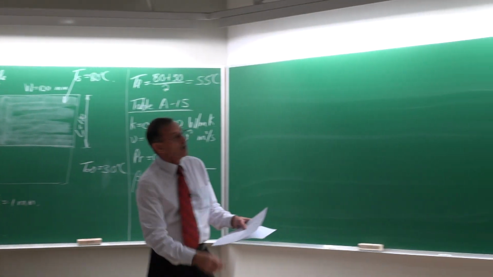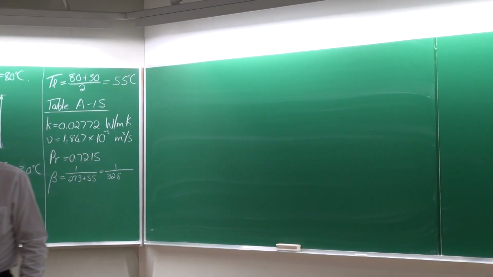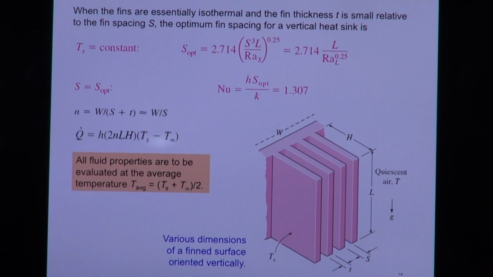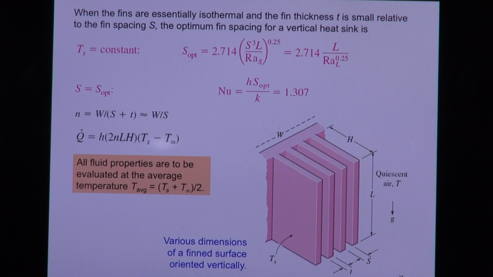Right, and if you go into the textbook, Carl, if you can zoom in there for us, there you can see the typical case where we've got a constant wall temperature. There it gives an equation for the optimum S, the optimum spacing, as a function of Rayleigh S, and also as a function of Rayleigh L. So you can use any one of the two. And then, based on that, the Nusselt number would be equal to 1.307.